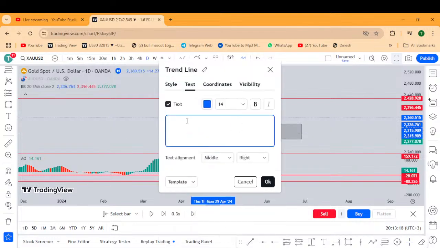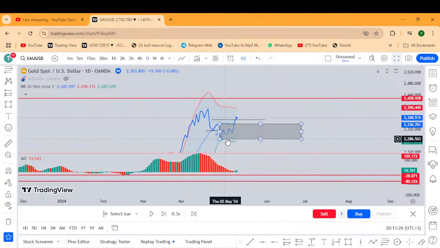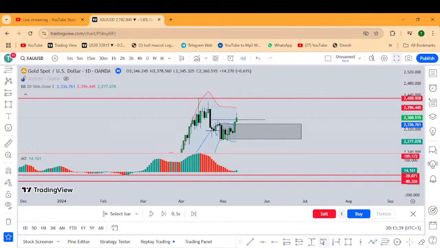Okay, so you don't need to rush with this, but if at all you're not using the same strategy, it's better to backtest before you continue. Now after this, I'll switch back to candlesticks and then continue.